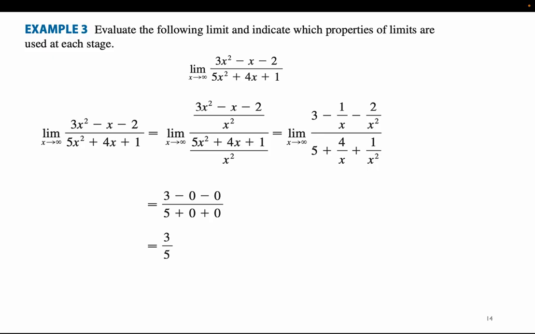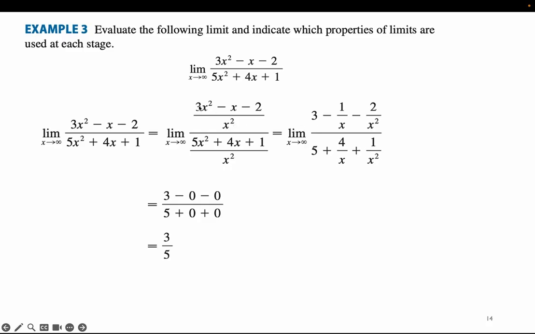So we want to know what happens when x gets really, really big. What happens to this function? What happens to this whole expression? One trick is to divide by the highest power. Again, the highest power is x squared. So I divide everything on top and everything at the bottom by x squared, the highest power. If I do that, I can simplify.